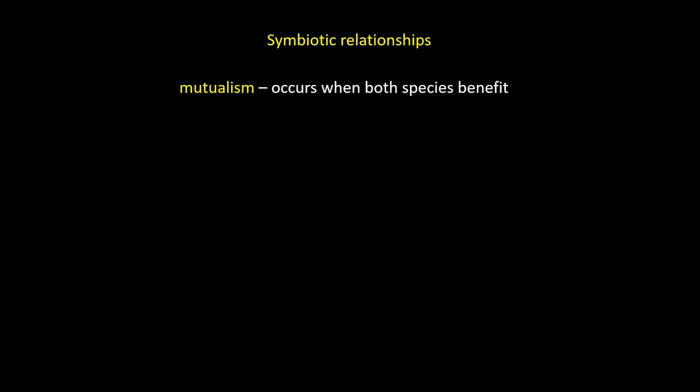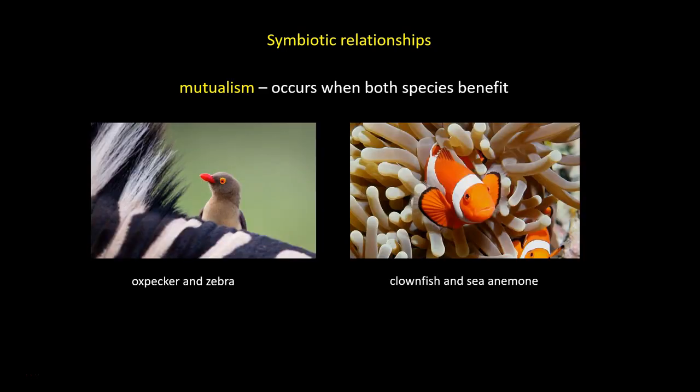The second type of symbiotic relationship we want to talk about is mutualism. Mutualism occurs when both species benefit. Take for instance this oxpecker. The oxpecker feeds on ticks that infest the zebra, and they also warn of approaching predators.